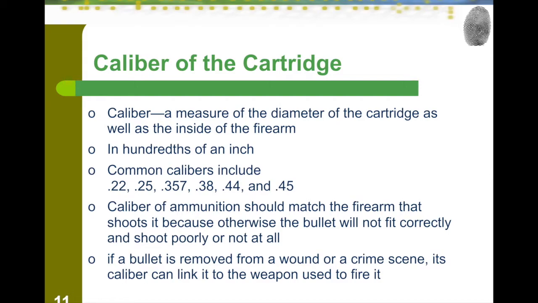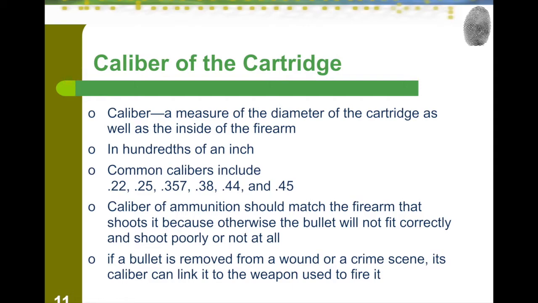Caliber of the cartridge. The caliber is a measure of the diameter of the cartridge as well as the inside of the firearm. It's usually measured in hundredths of an inch. So common calibers are 22, 25, 357, 38, 44, and 45. The caliber of ammunition should match the firearm that it shoots, because otherwise the bullet will not fit correctly and it may not shoot at all. If it does shoot, it will probably shoot poorly if it's not for the right gun.